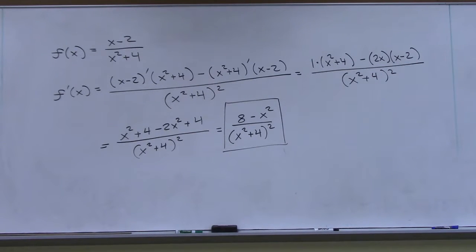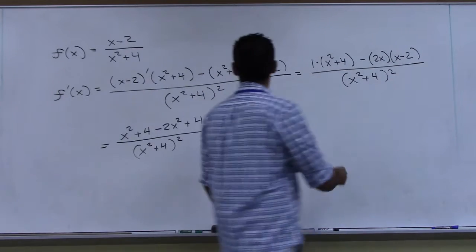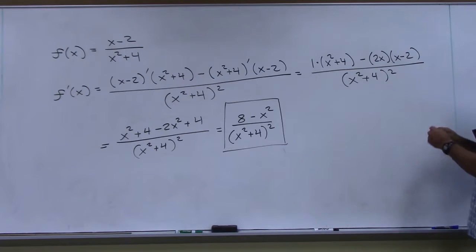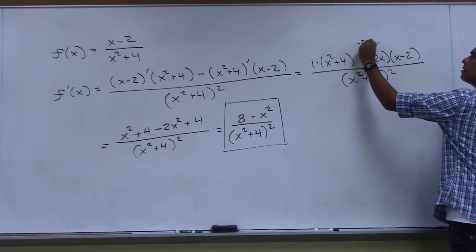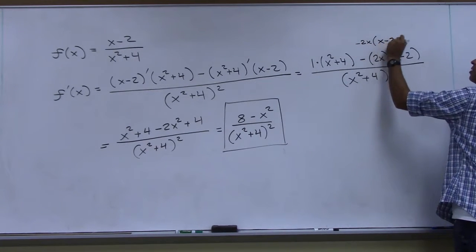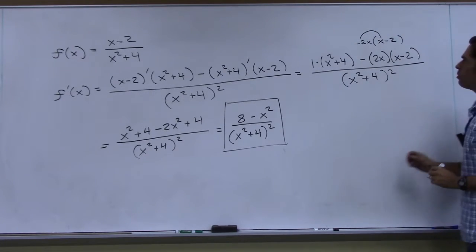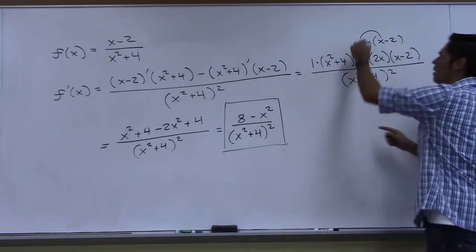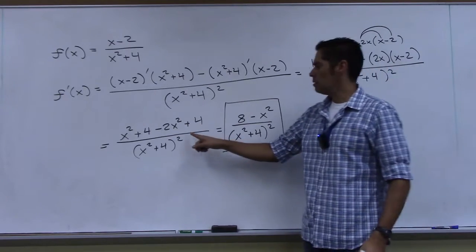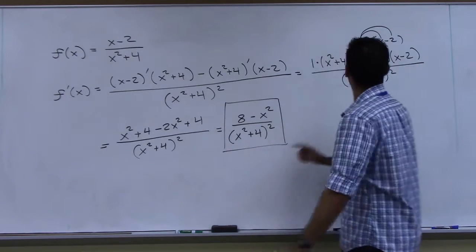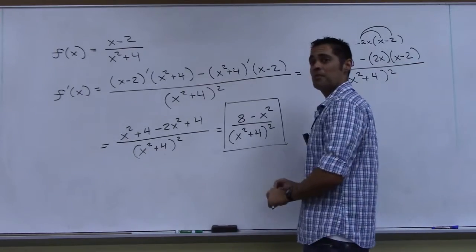Well, I erased it, but what if we simplified x? No, but it's prime. It's not a difference of squares. Plus 4. Right here? So this is like a negative 2x distributing through to x minus 2. So here to here is negative 2x squared. And then here to here is positive 4. Is that what you're asking about? 4x. Oh, that's what you're asking about.